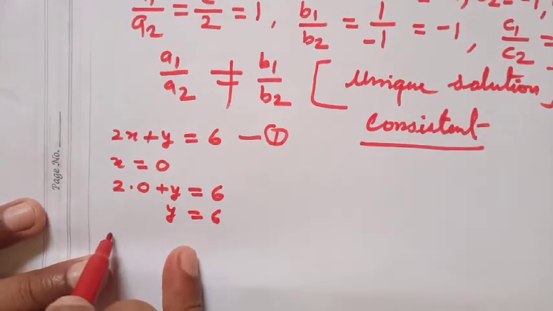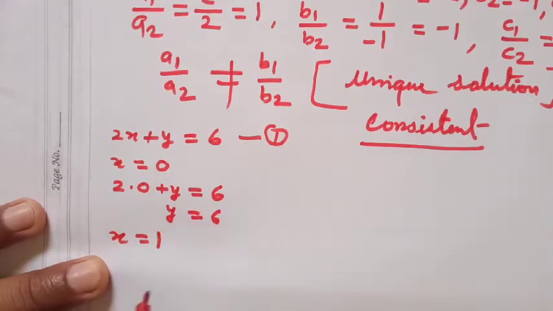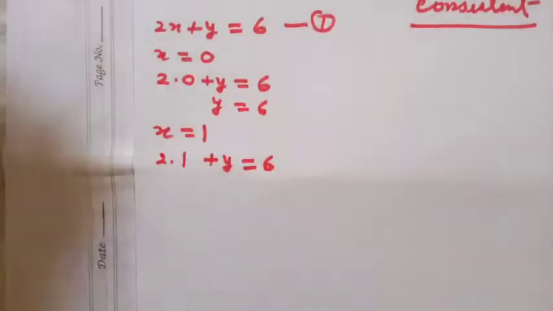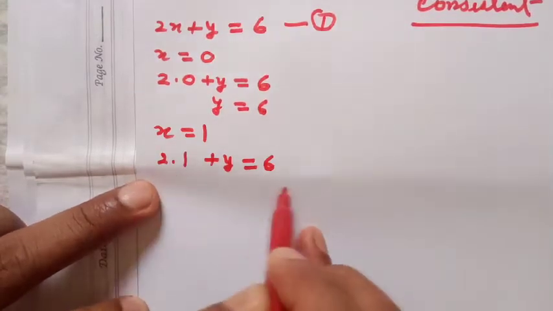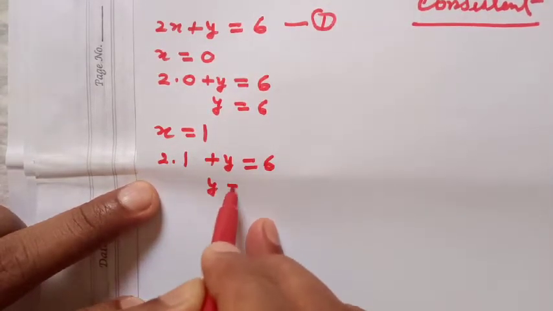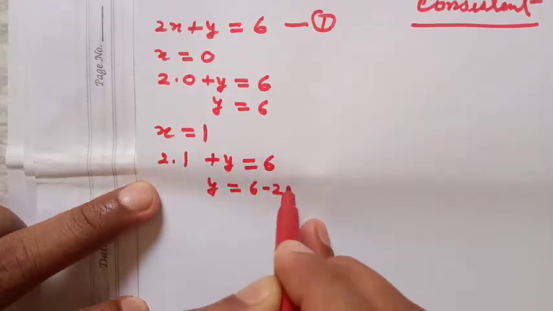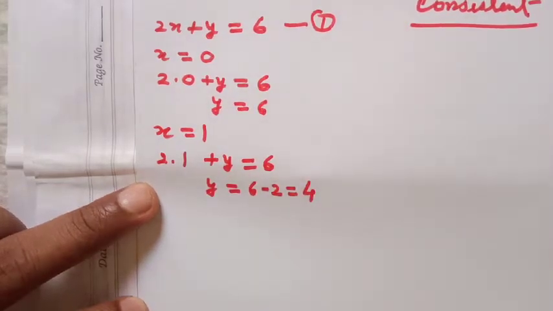Now come on, x is equal to 1. 2 ones are 2. 2 into 1 plus y is equal to 6. So 2 ones are 2, so you should shift the 2 to the RHS side. So y is equal to 6 minus 2. It means 4. Clear?